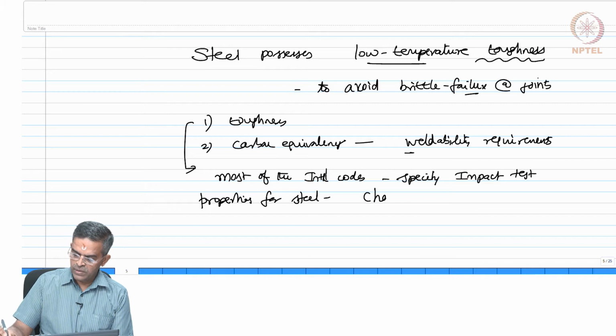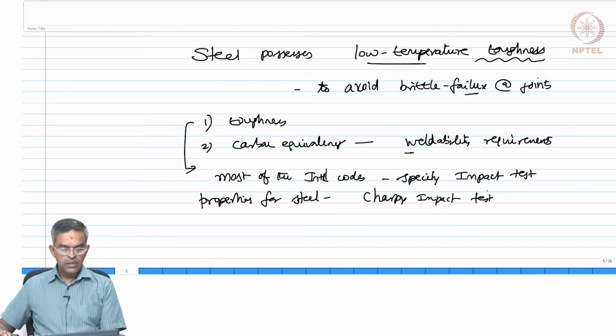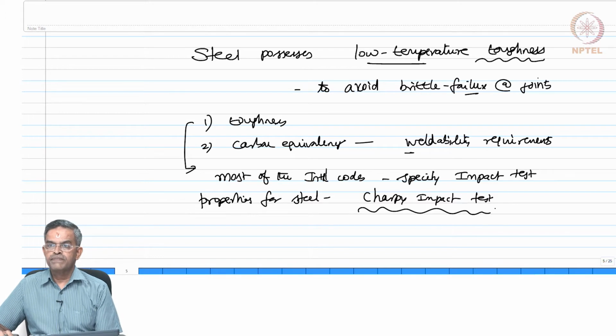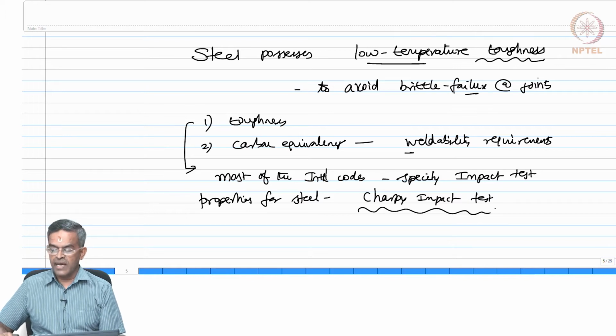Using Charpy impact test. So, Charpy impact test is considered as a standard procedure to qualify steel as a construction material when we talk about strategic and other important structures in the advanced scenario of design.